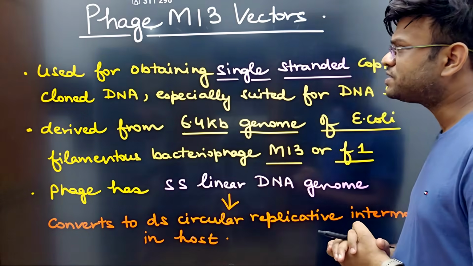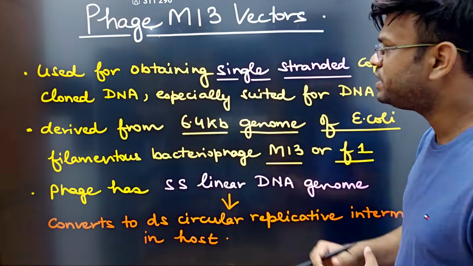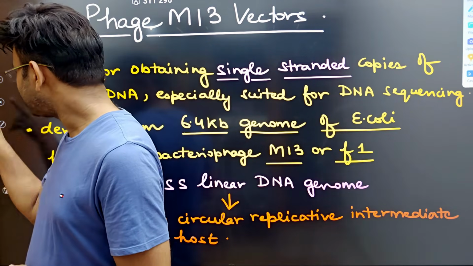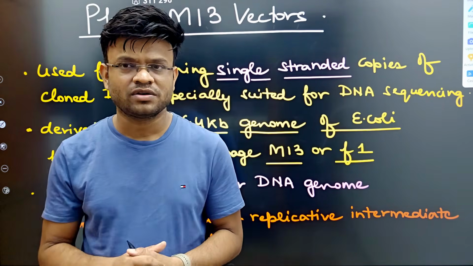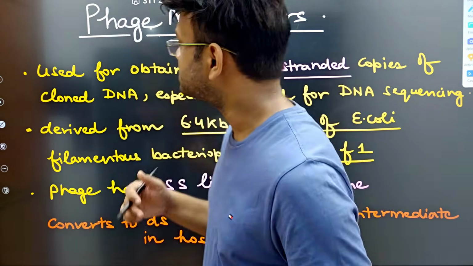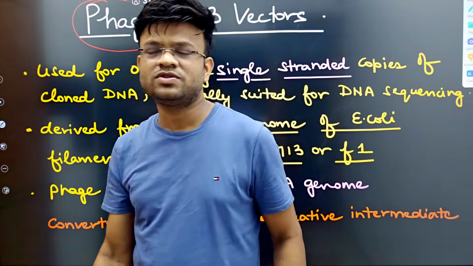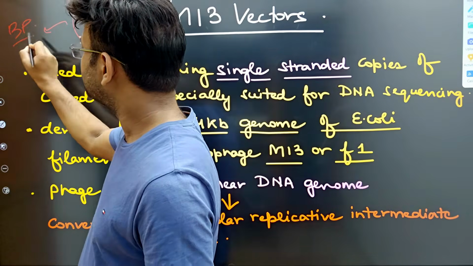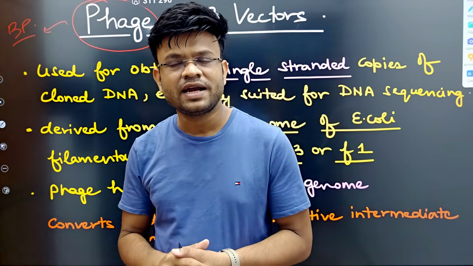So, phage M13 vectors. First point: used for obtaining single strand copies of cloned DNA, especially suited for DNA sequencing. Now, a very important point that I want to mention is that M13 phage is actually a virus. You would know that when I say phage, the first word you are seeing here, it is phage. What does phage mean? It is referring to bacteriophage. Bacteriophages are viruses that are known for attacking bacteria and killing them.